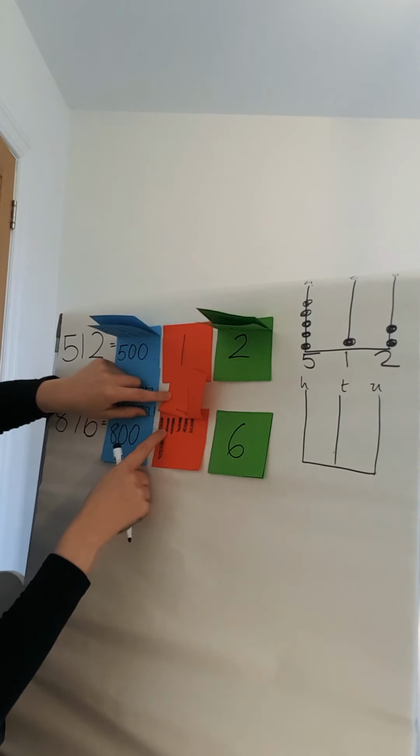Let's draw it on the abacus. 6 units, 1, 2, 3, 4, 5, 6. 7 tens, 10, 20, 30, 40, 50, 60, 70. And 8 hundreds, 100, 200, 300, 400, 500, 600, 700, 800. 876.